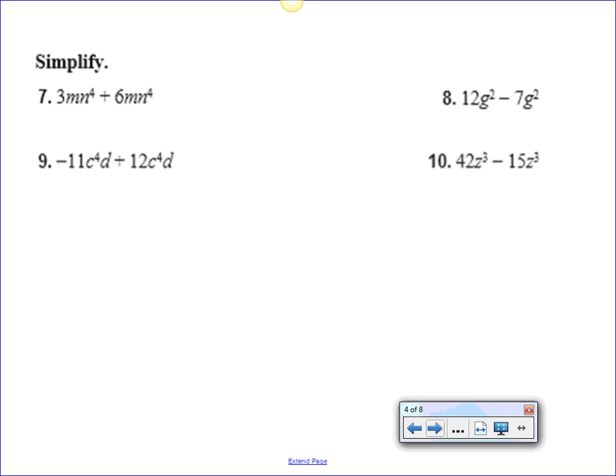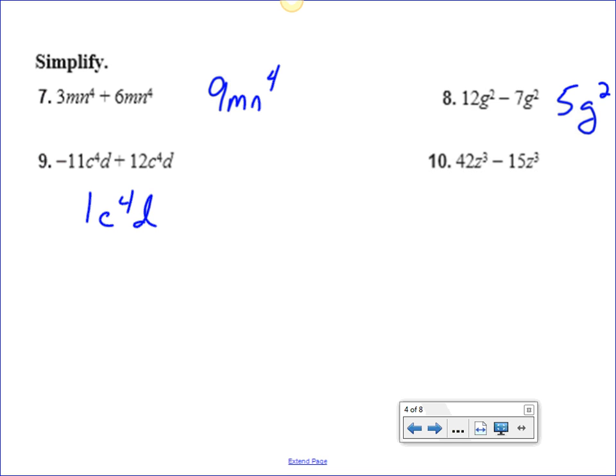Okay, then if we were to ask you to simplify, simplifying simply means we're going to combine like terms essentially. So if we were to look here, these two are like terms, so I could simply say if I add those together, I'd get a 9mn to the 4th power. So try to do the rest of these, and then let's see if you get the right ones. Okay, so you should have gotten a 5g squared for number 8. Number 9, you should have just a 1c to the 4th d. And for this last one, you should have a 27z to the 3rd power.